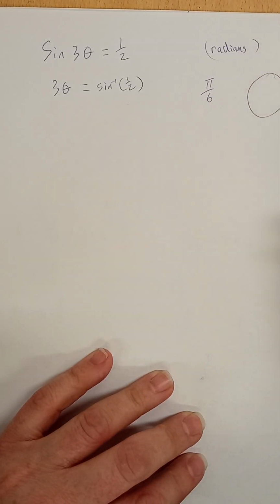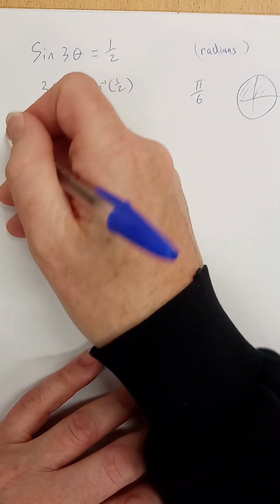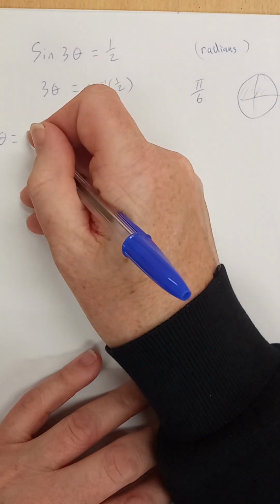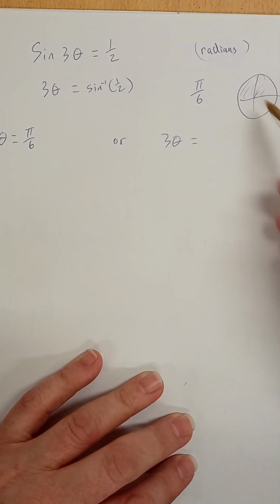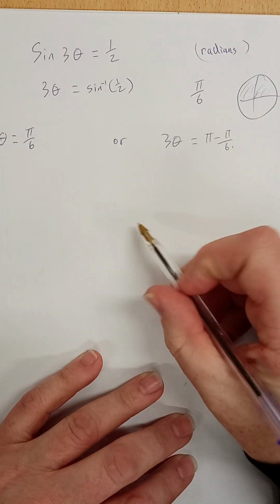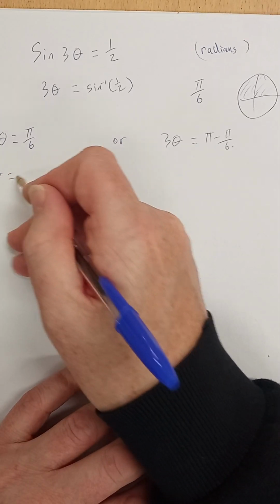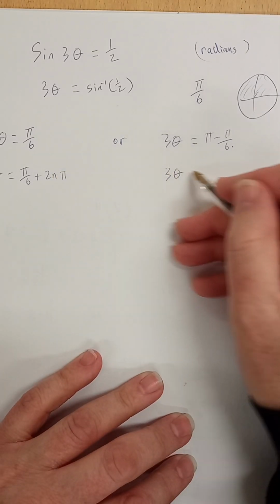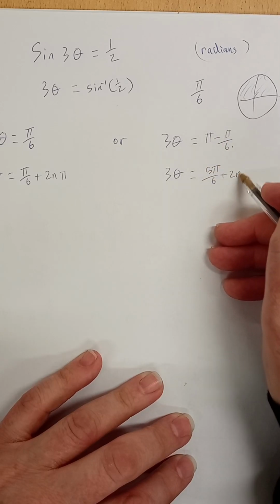So I'm just going to write that here. So let's do our quick sketch. So where is sine positive? First and second. So 3 theta could be pi over 6, or 3 theta could be, in the second quadrant, pi minus pi over 6. Now, we're going to get our general formulas first of all. So 3 theta could be pi over 6 plus 2n pi, or 3 theta could be, let's work this one out, 5 pi over 6 plus 2n pi.